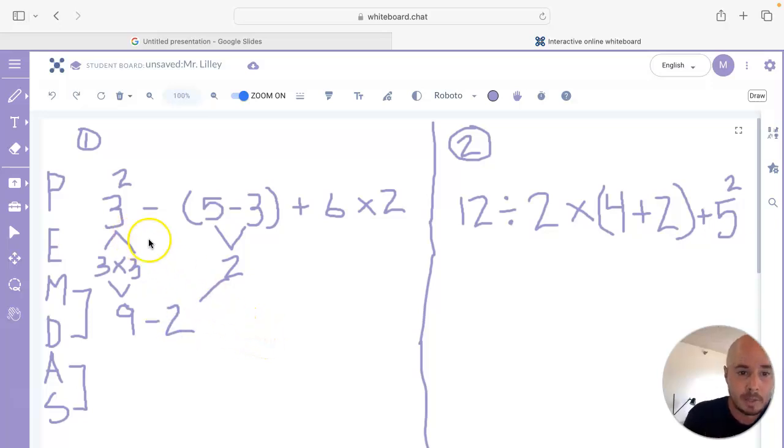Okay, so I've done parentheses and I've done exponents. I don't see any others in there. Now I need to move down to multiplication and division. I do see a multiplication problem. It's 6 times 2, and 6 times 2 is 12.